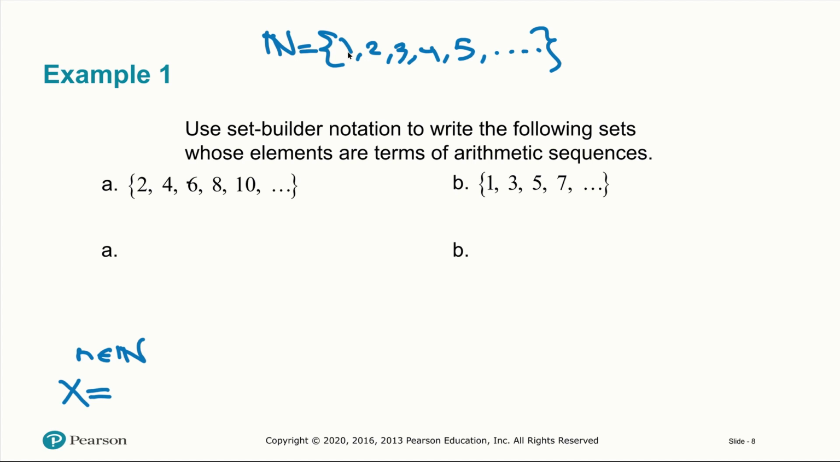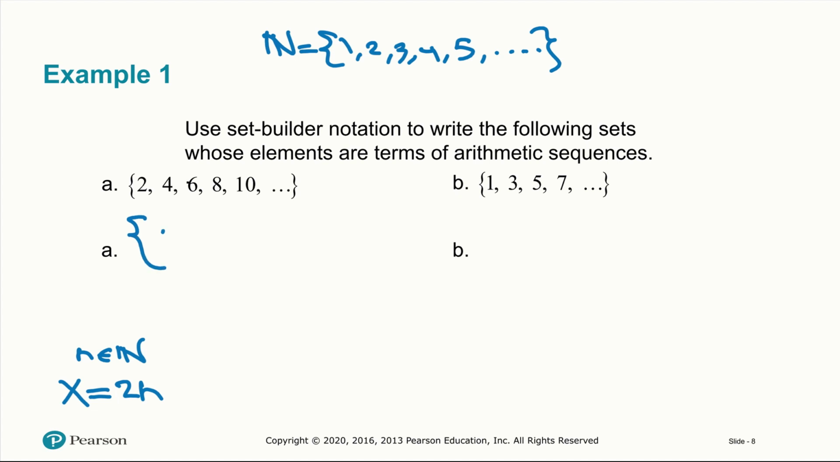Notice that if I take each of these natural numbers and I double them, I end up with these numbers, right? 2 times 1 is 2, 2 times 2 is 4, 2 times 3 is 6, 2 times 4 is 8, etc. So if I have x equals 2n, I should be able to use that in my set builder notation. And that is exactly what this is going to be.